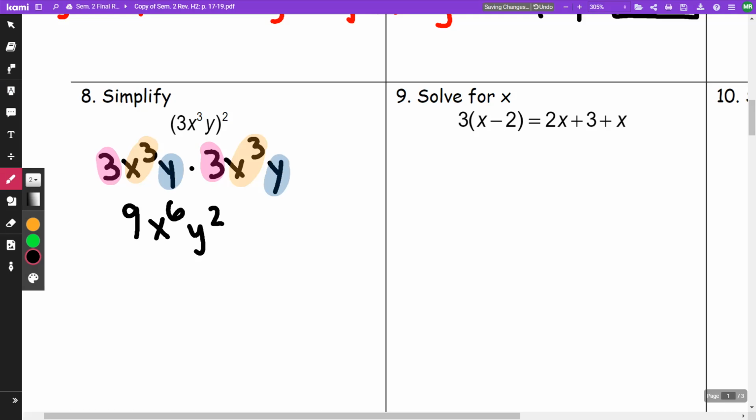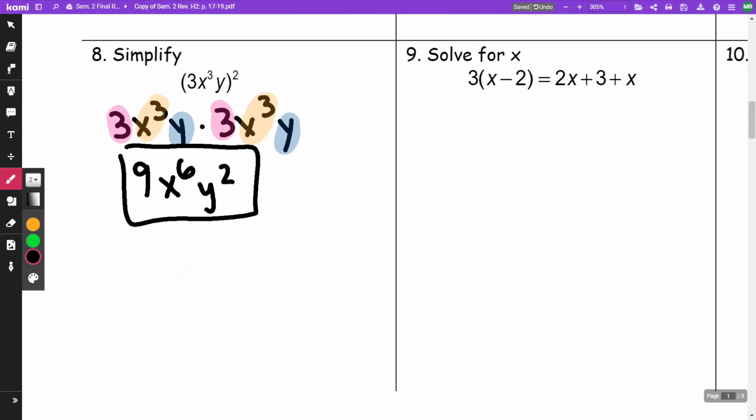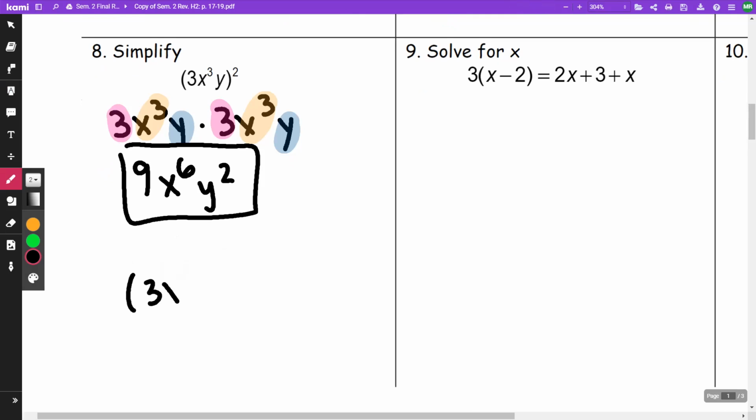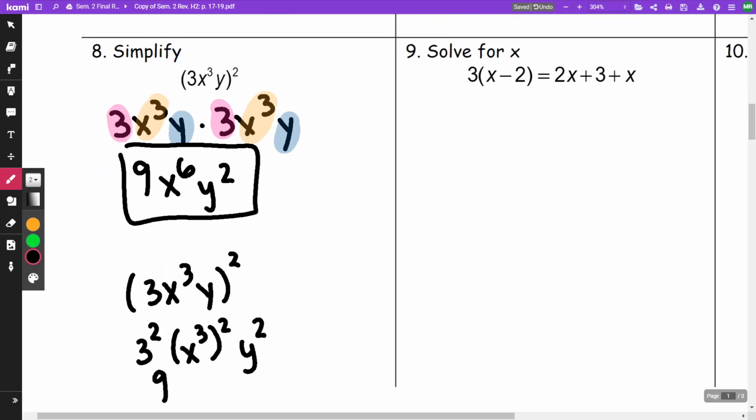Another way to think about it is everything in the parentheses being raised to the power 2. So when I have a 3x cubed y raised to the power 2, I'm going to have a 3 to the second, I'm going to have an x cubed to the second, and I'm going to have a y to the second. So 3 squared is 9. X to the third raised to the power 2, power to power, I multiply, so I get x to the 6. And y to the second, which is the same answer I got right here.